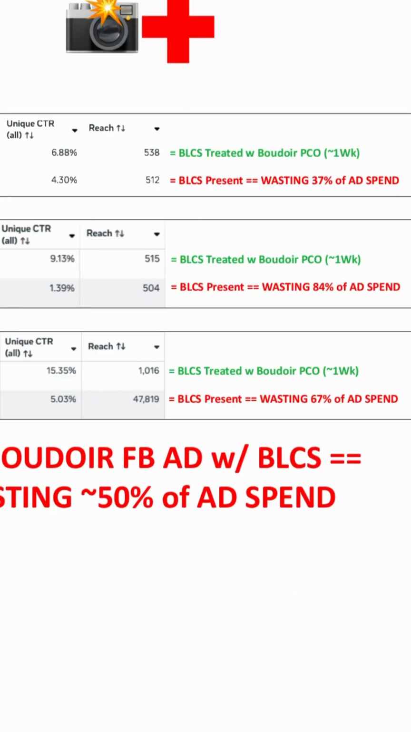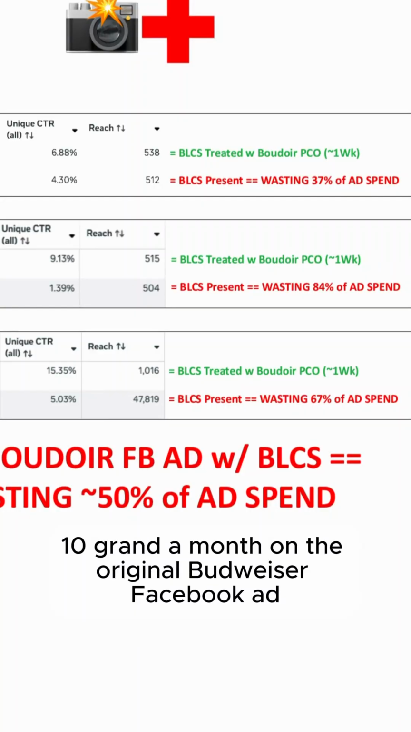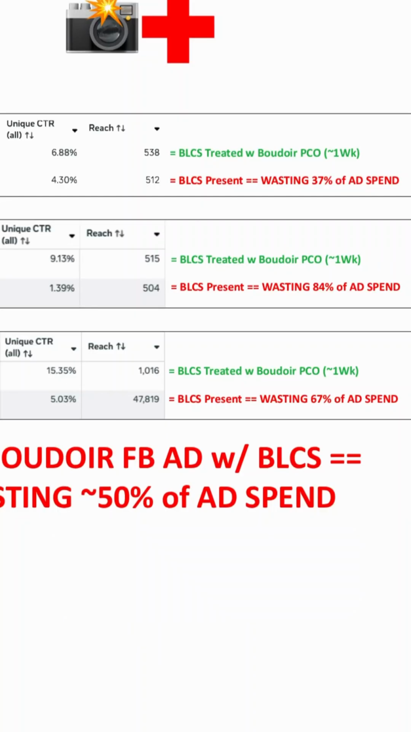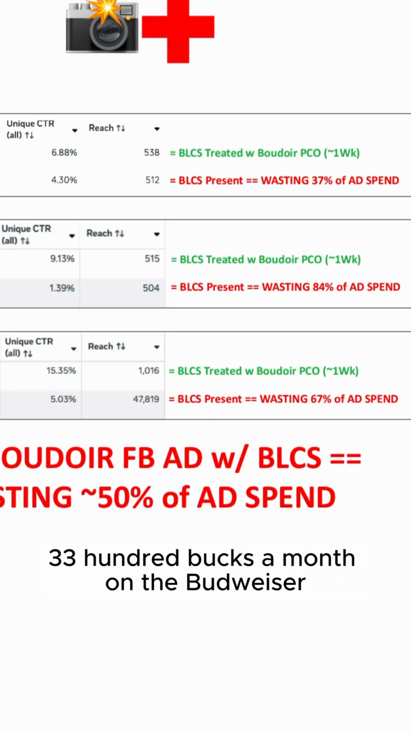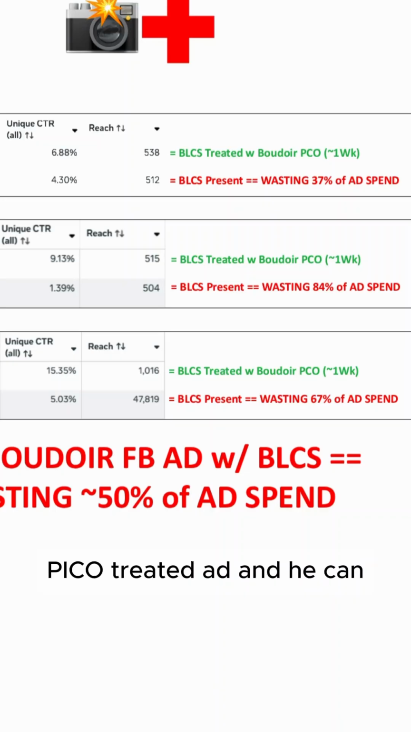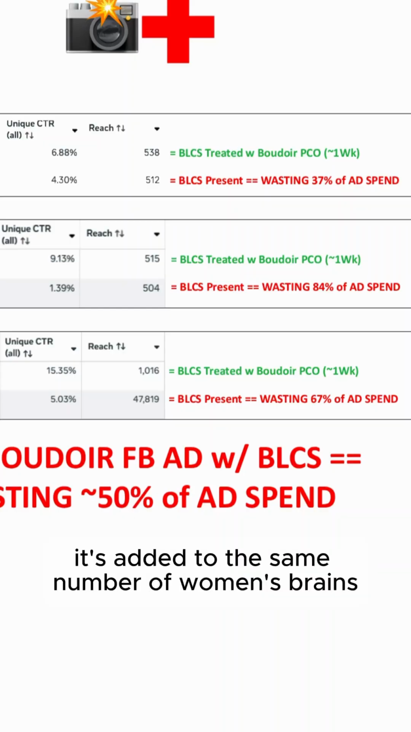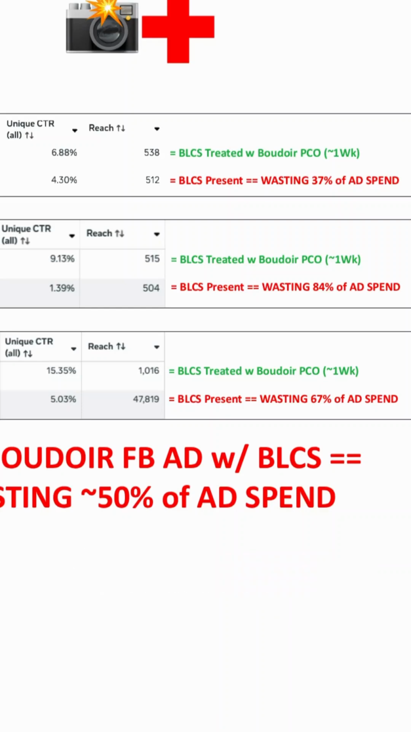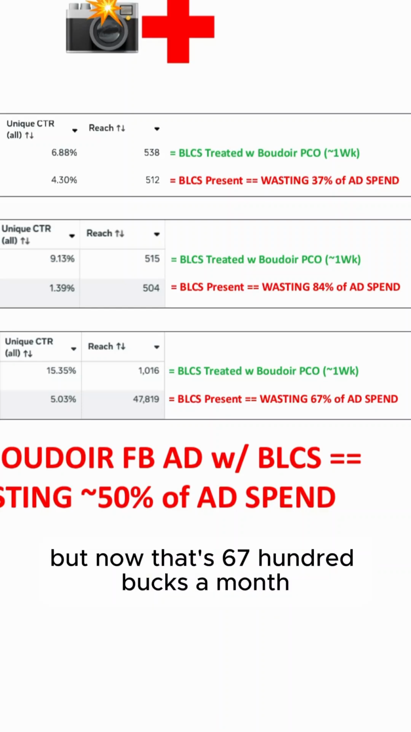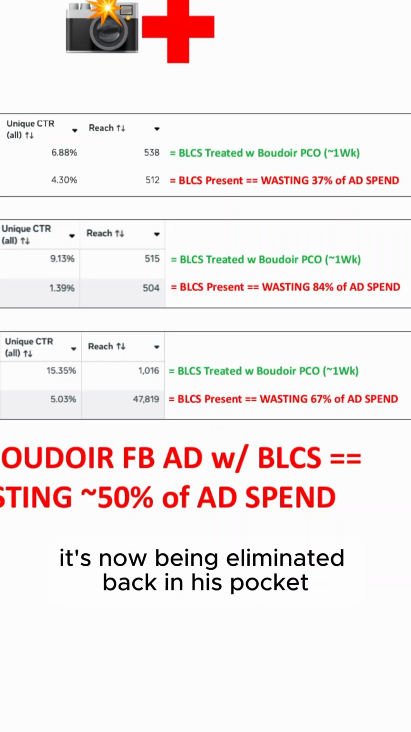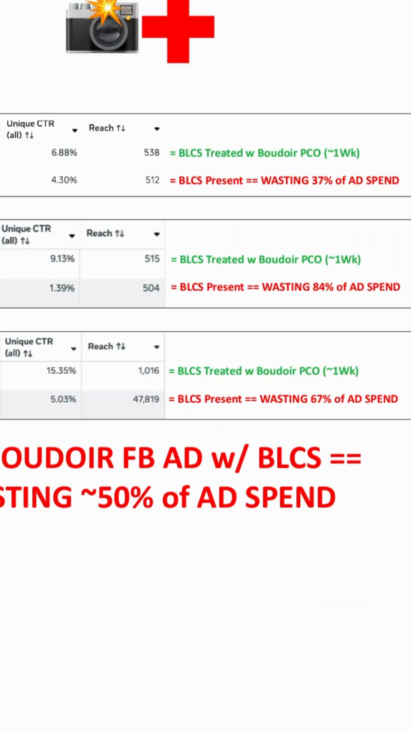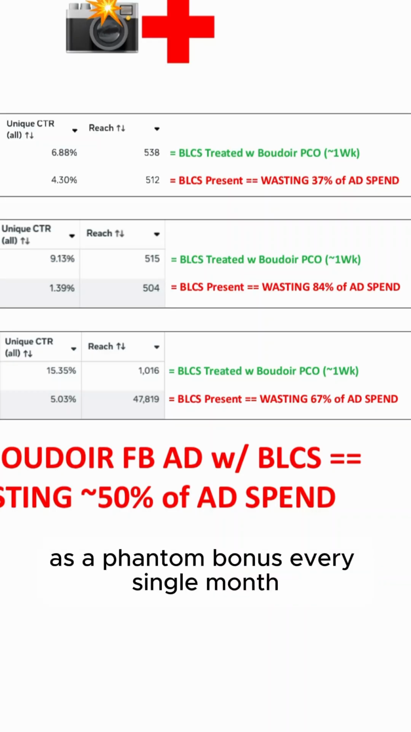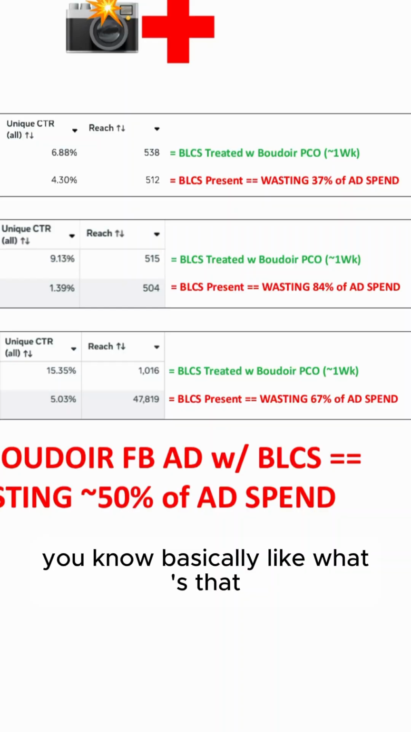And as a result, if you spend 10 grand a month on the original Boudoir Facebook ad, then now he only has to spend $3,300 a month on the Boudoir Pico treated ad, and he gets his ad into the same number of women's brains in both scenarios. But now that 6,700 bucks a month that was being wasted is being eliminated, back in his pocket. He doesn't have to spend it, a phantom bonus every single month. Basically like, what's that?